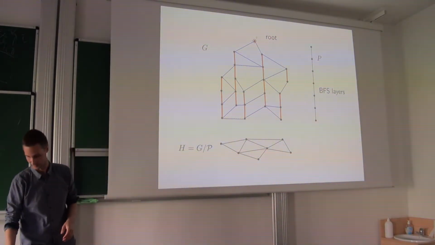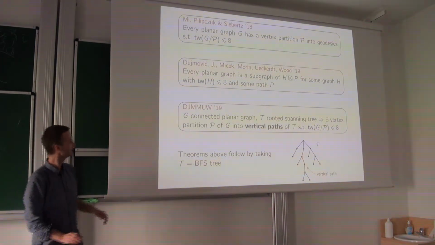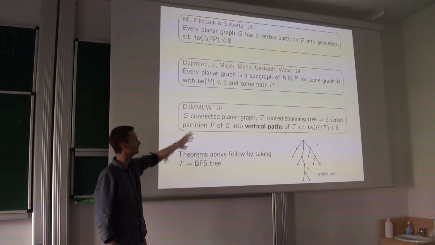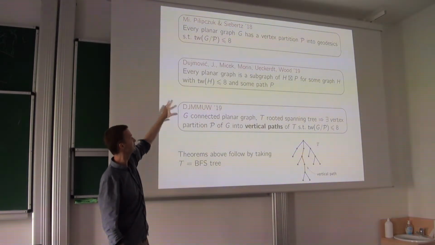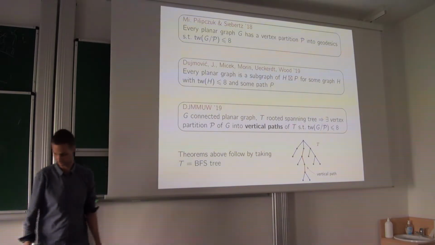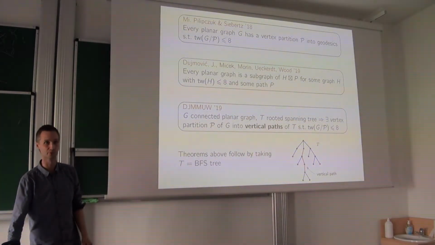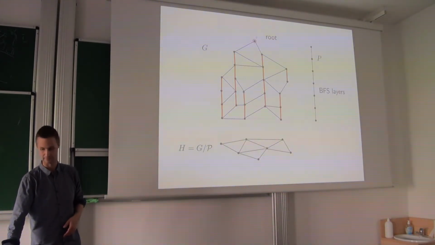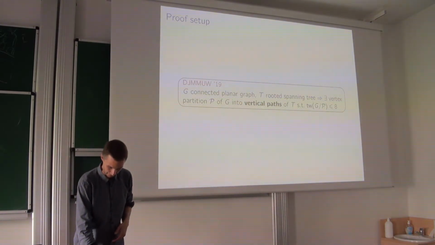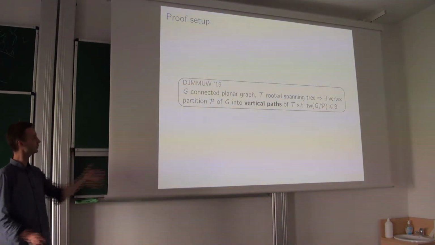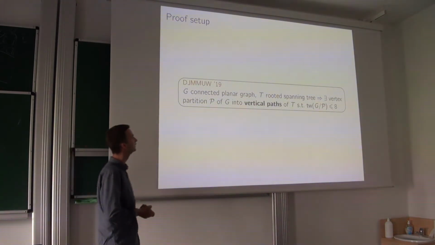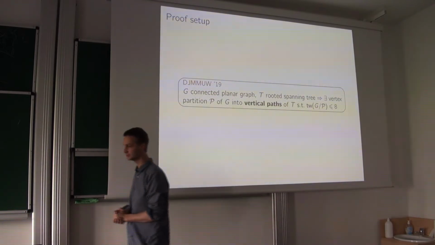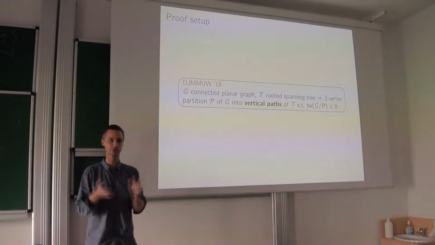Okay, so again, we see that this technical looking statement, if you take your spanning tree T to be a breadth first search tree, implies these two theorems. And now, if there are no further questions, I suggest that we prove it. This could be the end of the lecture. Okay, so we want to prove this. We have a connected plane graph. We have some rooted spanning tree T. And we want to partition the vertices into vertical paths so that the quotient graph has small tree width.